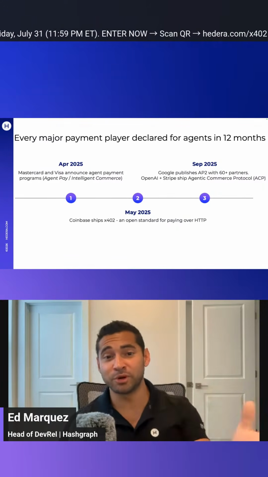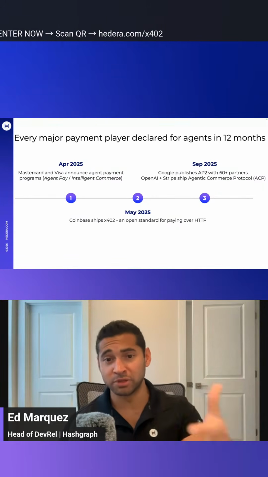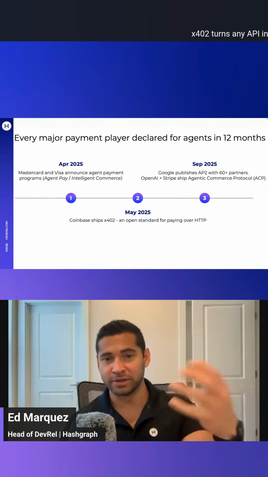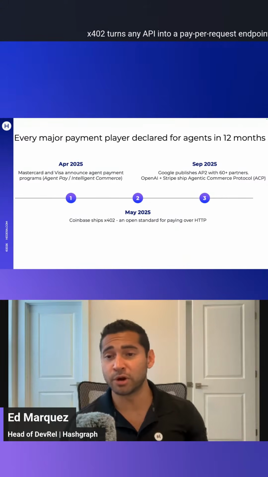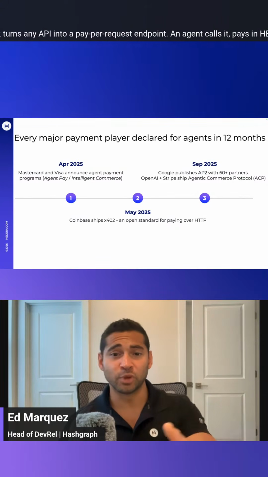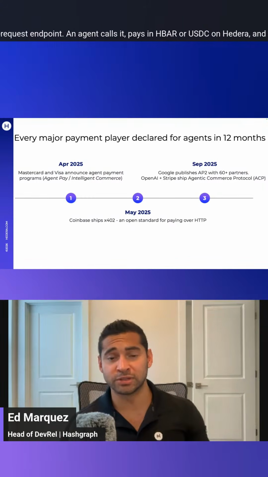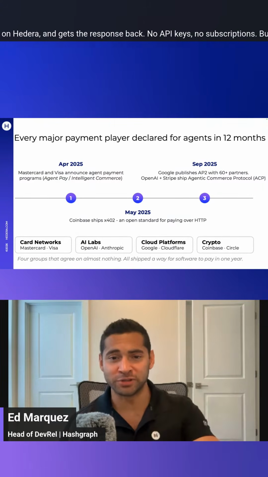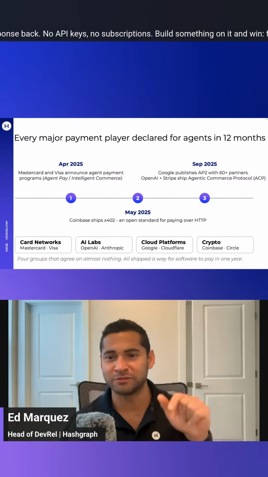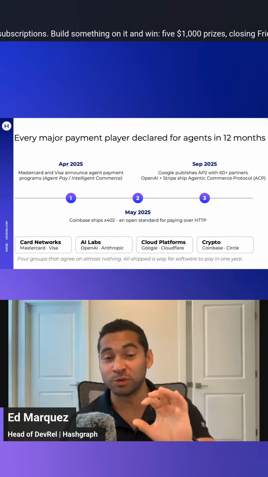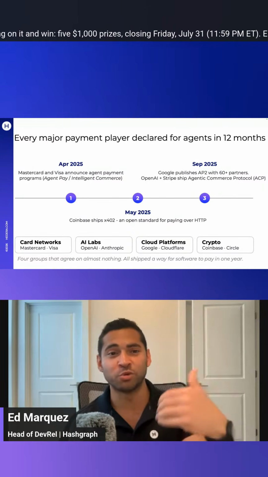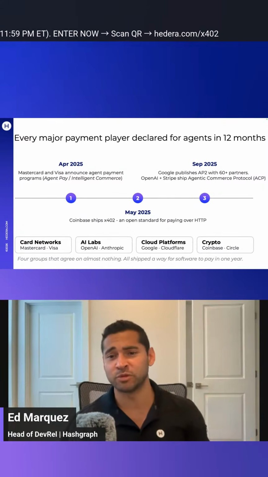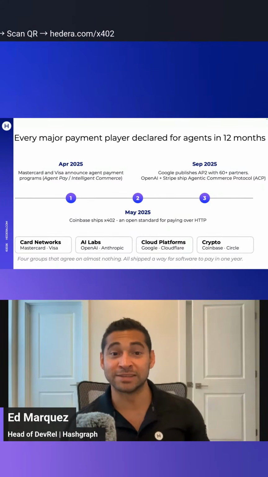And then in September, you also had other players like Google publishing an agent payment protocol, AP2, and that was done in collaboration with over 60 partners. And then you also had OpenAI shipping another one with Stripe called ACP. And the key point there is you have 4 parties, right, between the credit card networks, the AI labs, the cloud platforms, and crypto. 4 parties that agree on almost nothing, but they're all building the same thing, which is a way for software to pay. And so when everybody who moves money is moving in the same direction, I think that's certainly a telling sign.